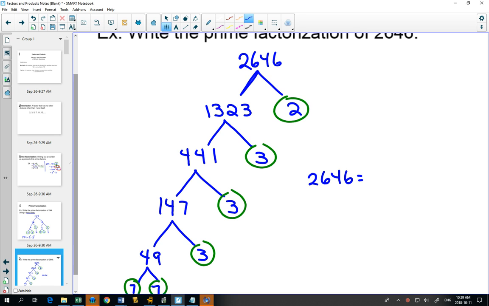2,646 is equal to, how many 2's do we have? 1. How many 3's do we have? 3. How many 7's do we have? 2. This is the prime factorization.